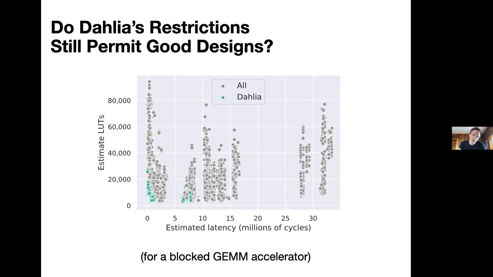If you run the same parameters through Dahlia's type system, it type checks successfully programs that are mostly on the frontier. And it does so by shrinking the design space to 354 configurations, or about 1.1% of the overall design space.